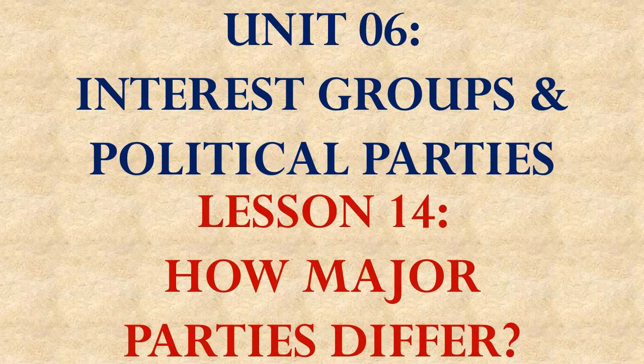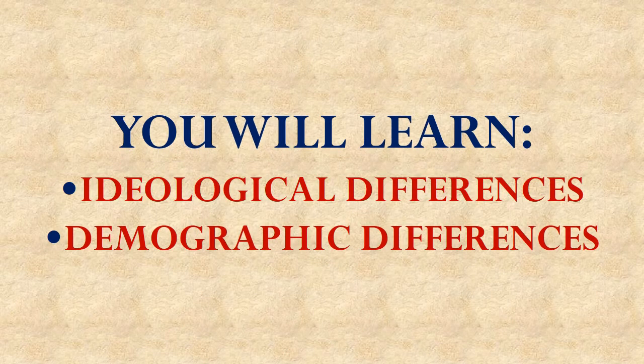This lesson is from Unit 6 about interest groups and political parties. It's Lesson 14 about how the major political parties differ. And this is the final lesson of Unit 6. In this lesson, you'll learn about the ideological differences between the two major American political parties, and also about the demographic differences between them.